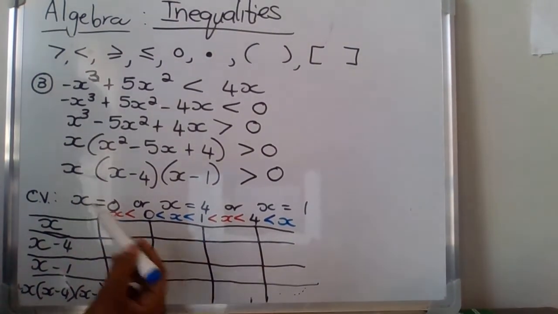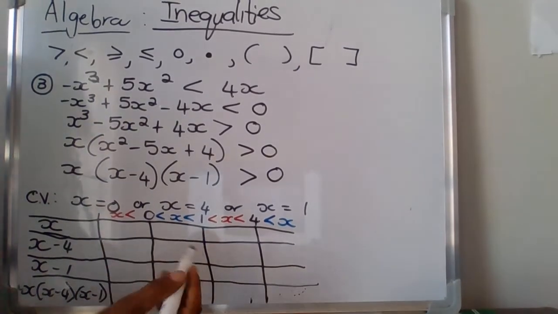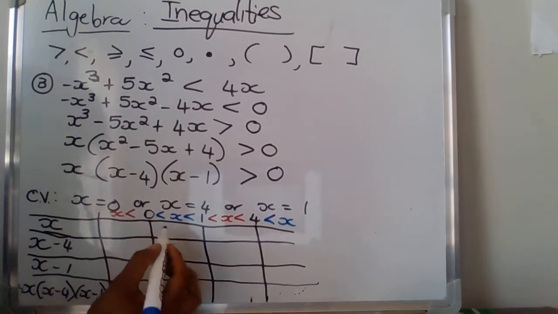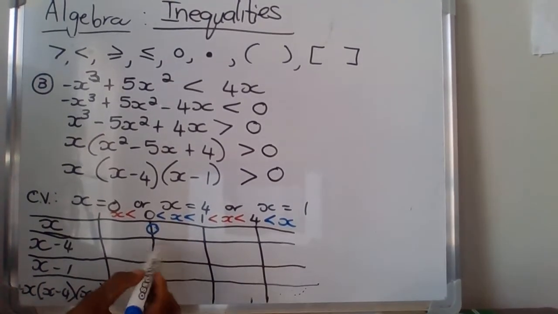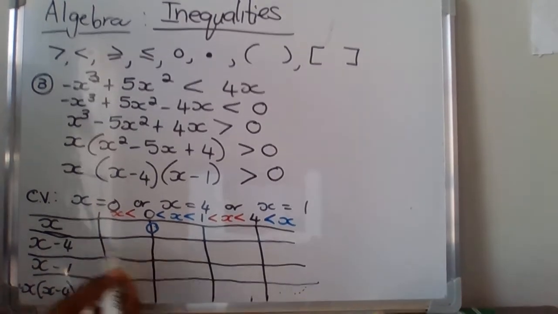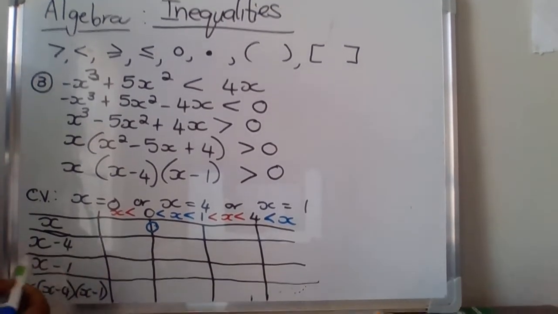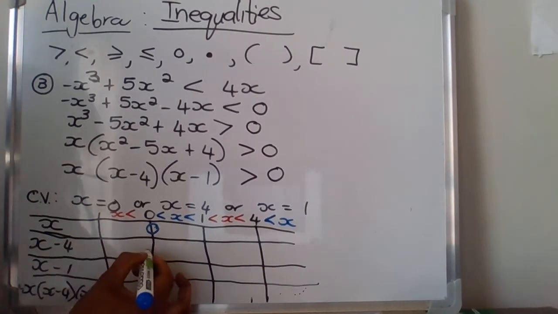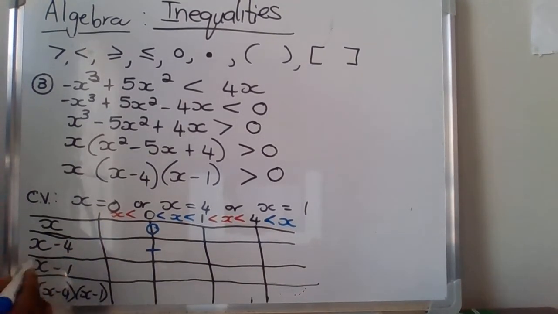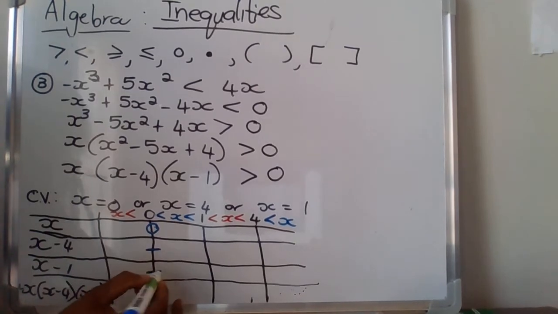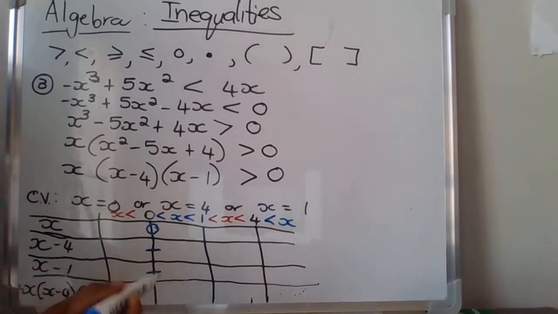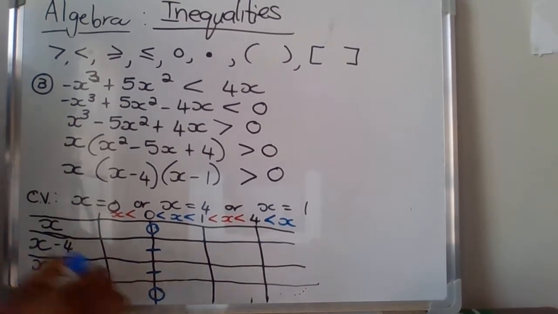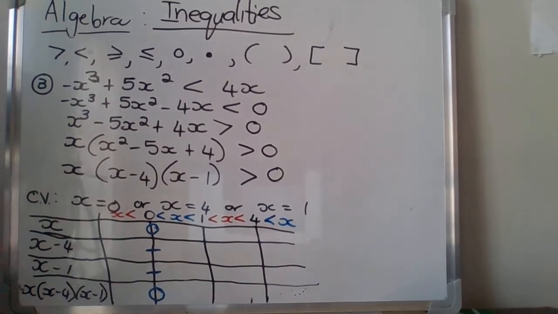So now, let's look. When x equals 0, this becomes 0, and it doesn't matter what the signs are going to be here. But let's do it anyway. When x is 0, I have 0 minus 4, which is a negative value. When x is 0 here, again, I have a negative value. So I have 0 times the negative times the negative, it's still going to give me 0. So that's my critical value.